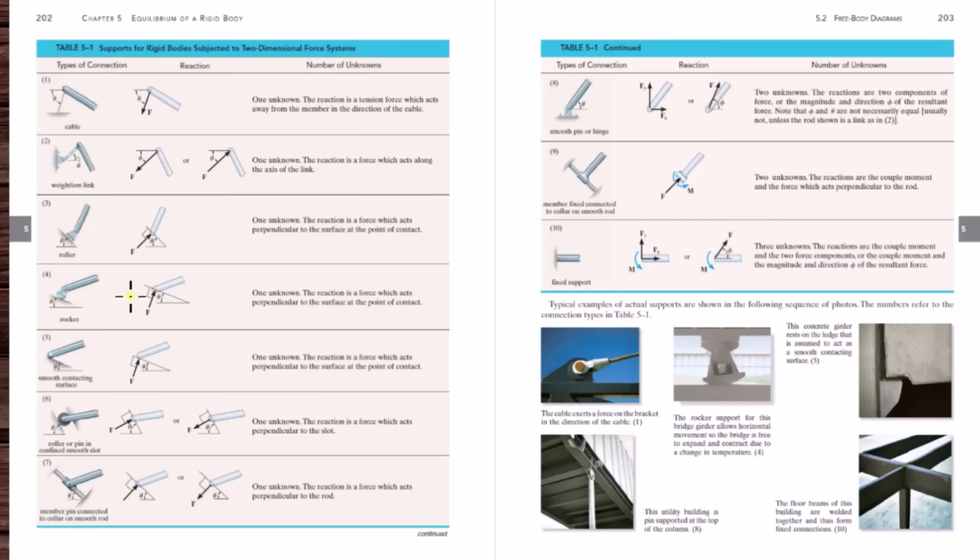So a rocker is different from a roller. With a roller, the force line of action is fixed. With a rocker, it depends on the snapshot in time you take, right? The theta depends on the snapshot. And remember, for a reaction force, like here, this is preventing motion in this direction, and it's also preventing rotation. This is a couple moment, right? The reactions are the couple moment and the force, which acts perpendicular to the rod. These are couple moments. Even if you have an external moment on a free body diagram, it's going to be represented as a couple moment.